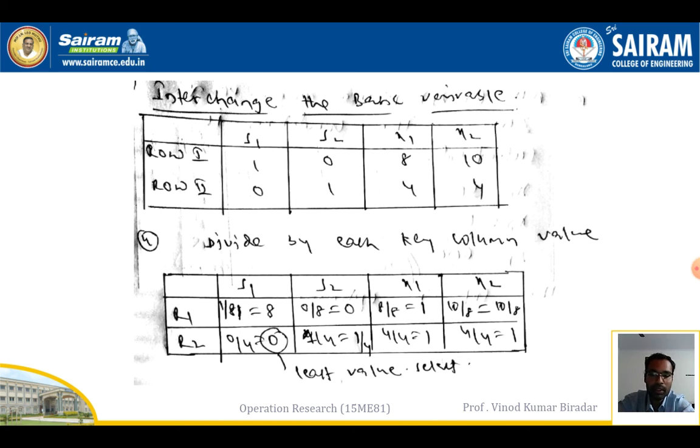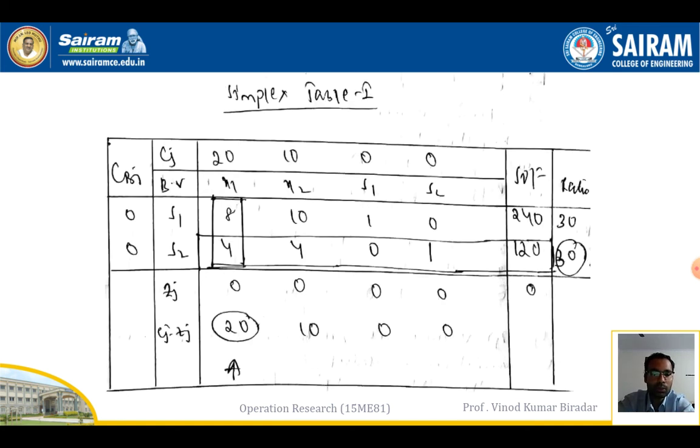Among these two values, 0 is the least value, so it belongs to row 2. So for this purpose, 0 is the least value, so you choose the second row. Do you understand? Make it a rectangular block with respect to that row.